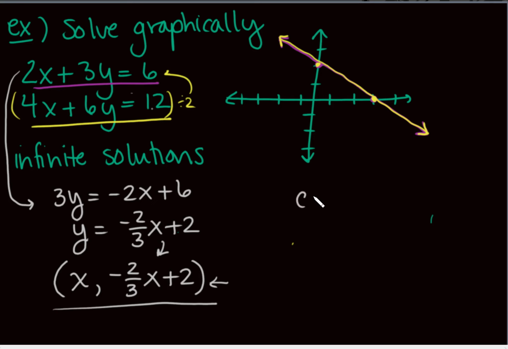This is also a consistent system, but what we say is that it is dependent. It's dependent because I don't have an infinite number of solutions unless I grab whatever I want for x, and then my y is dependent on x. The other one that we had where we only had one solution is called a consistent independent system.